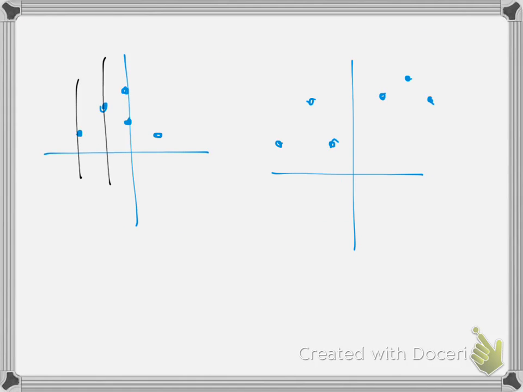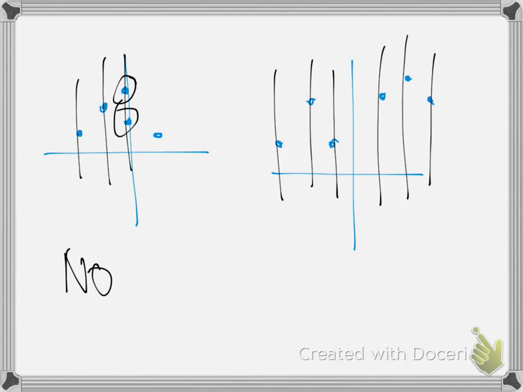Okay, so if I do my vertical line test with all my dots, that crosses twice, so it is not a function. It does not cross twice anywhere, so it is a function.